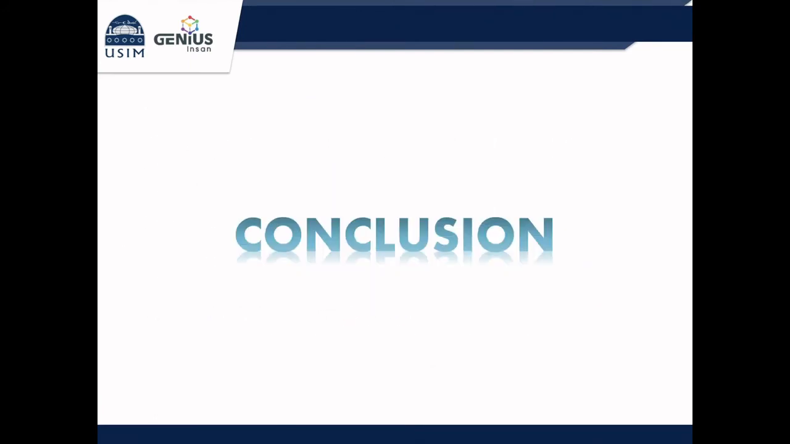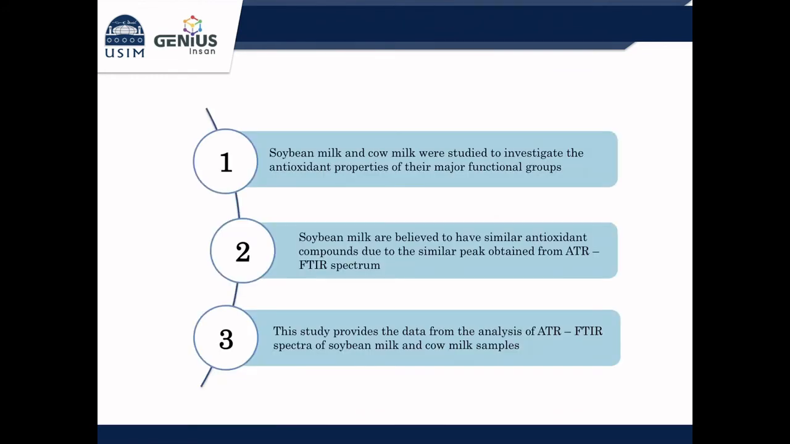As a conclusion, soybean milk and cow milk were studied to investigate the antioxidant properties of their major functional groups. Second, soybean milk and cow milk are believed to have similar antioxidant compounds due to the similar peaks obtained from the attenuated total reflectance Fourier transform infrared ATR-FTIR spectrums. And lastly, this study provides the data from the analysis of ATR-FTIR spectra of soybean milk and cow milk samples.